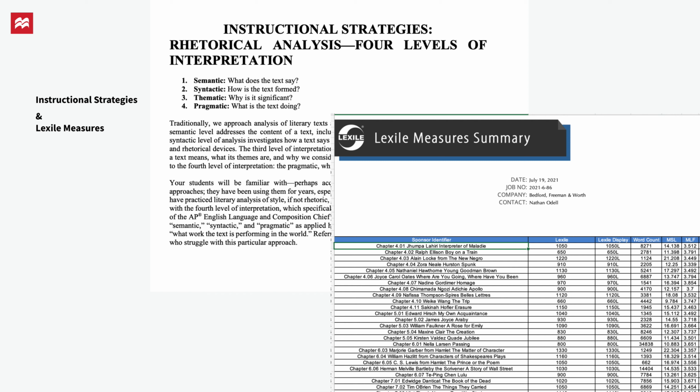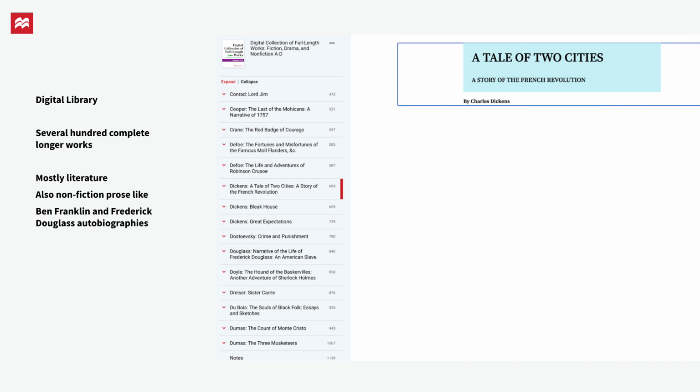LaunchPad is compatible with most rostering and learning management systems. And one more thing to remember, all of our BFW AP English LaunchPads include access to our digital library of nearly 100 full-length works. Most of these are literary in nature, for example, The Great Gatsby and all of the Jane Austen novels. But there are also plenty of examples of nonfiction prose, like Benjamin Franklin and Frederick Douglass's autobiographies.